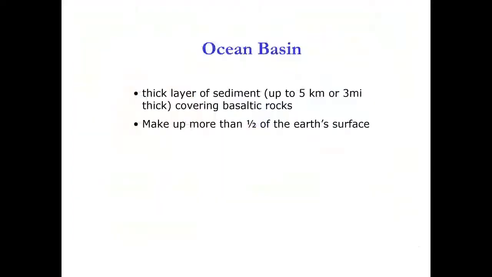But what else happens? Well, first thing you're going to find is a thick layer of sediment where essentially the continental rise meets the basalt rock, which is forming and smashing up against the granite rock at the margin edge. Okay, this makes up a huge portion of the Earth's surface, more than half.